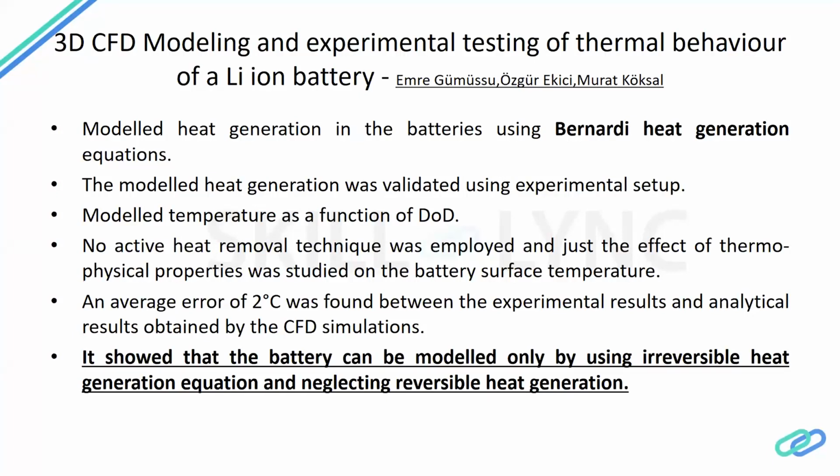He modeled heat generation via code written in Fortran. He validated that via an experimental setup. And then he modeled temperature as a function of DOD. DOD is called depth of discharge. Say your battery works for only 5 minutes, but the amount of time it should work when it is fully charged is 10 minutes. So your depth of discharge is 50%. You have already used up 50% of the battery. The remaining 50% is supposed to be used later on, or you are using it right now. So that is called DOD.